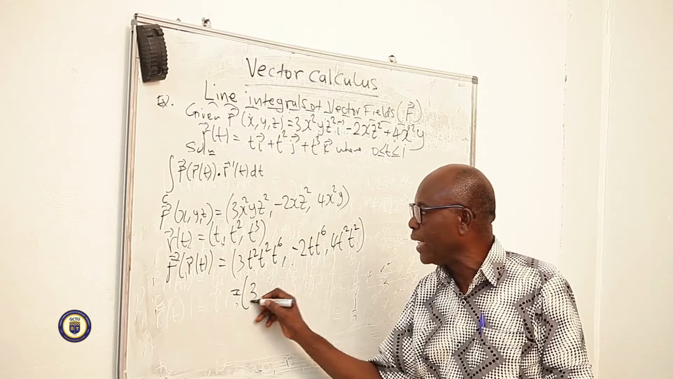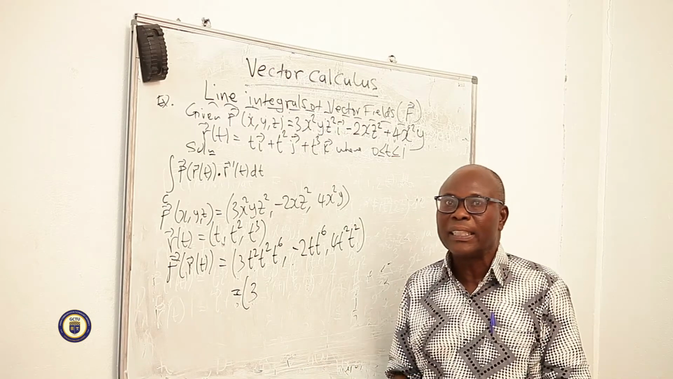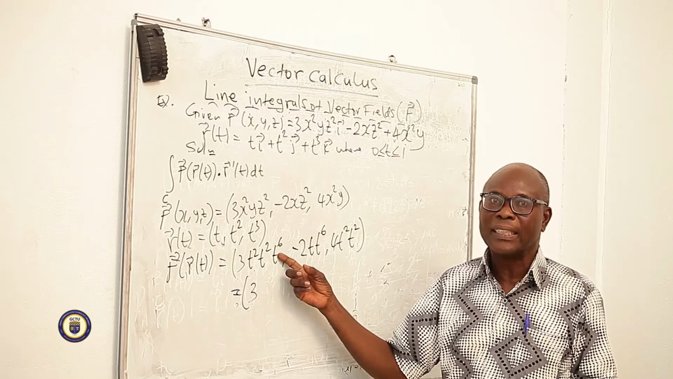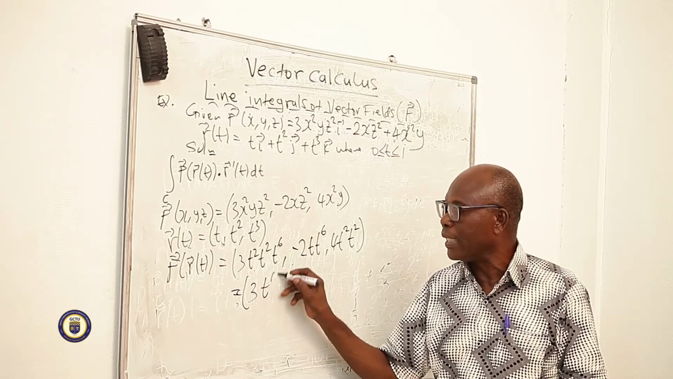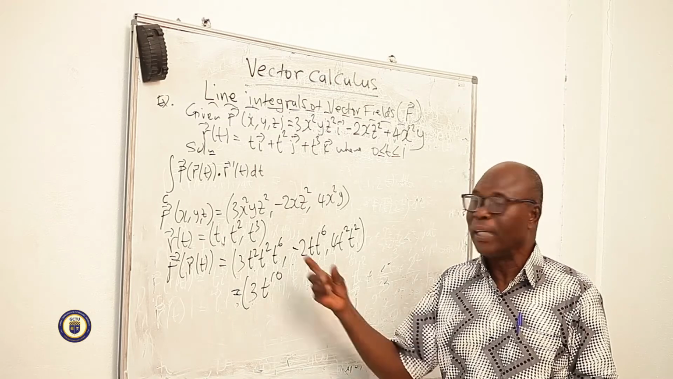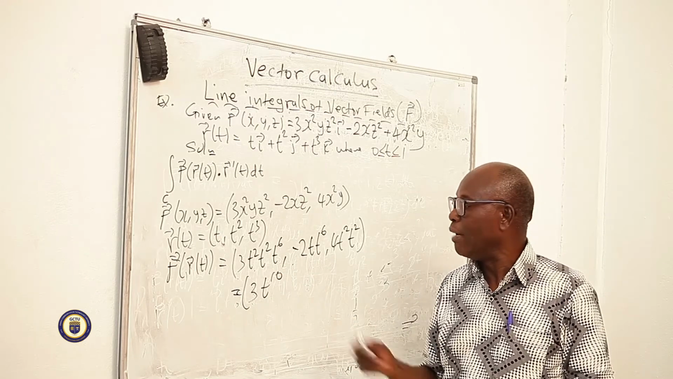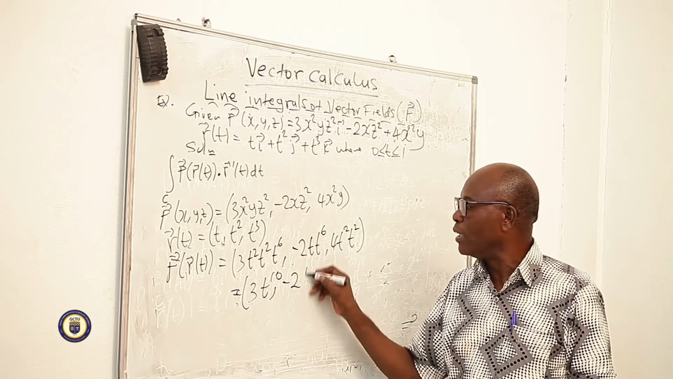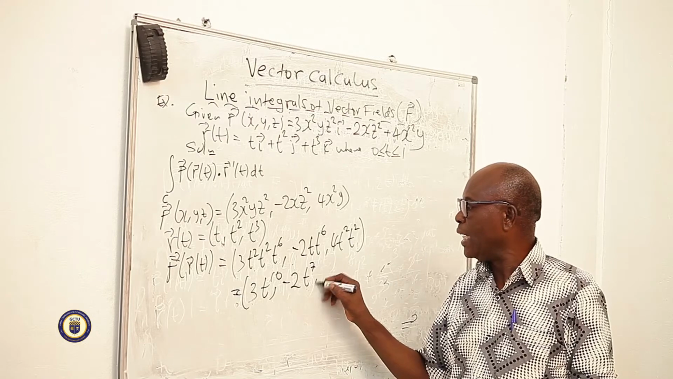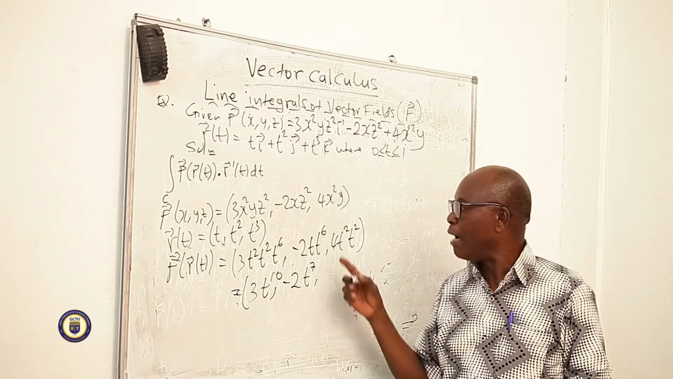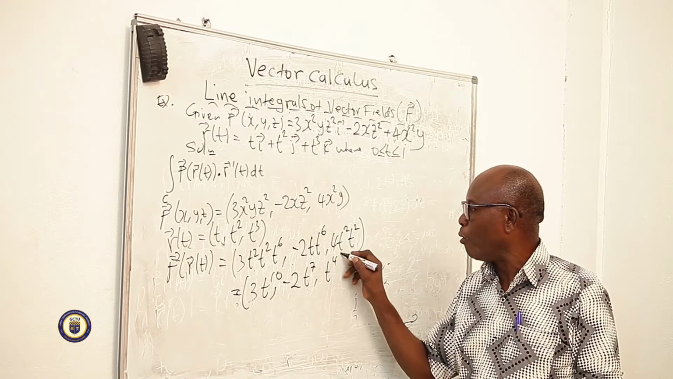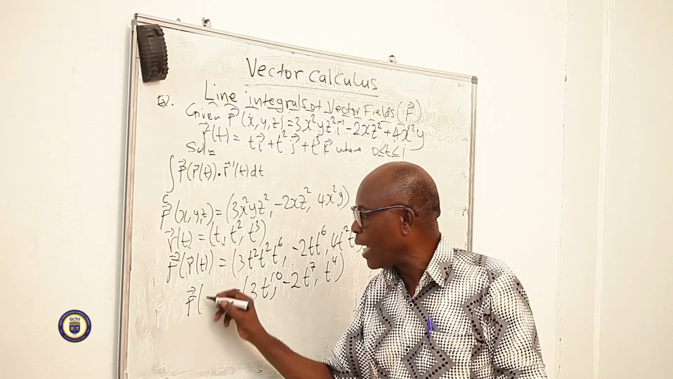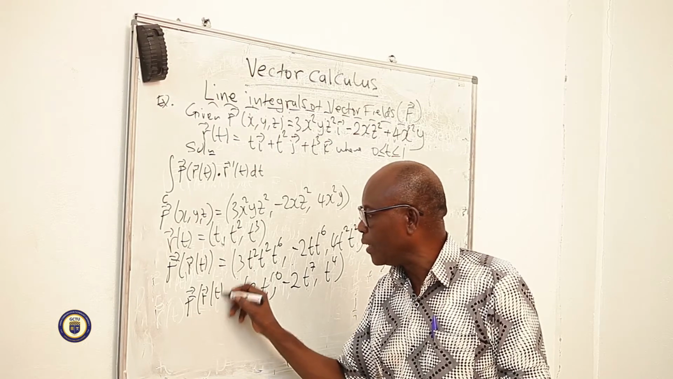We're going to get 3 times t squared times t squared times t raised to the power 6. That will give us t raised to the power 10. That's for the i direction. And then for the j direction, we're going to have minus 2 t raised to the power 7. And then in the k direction, we're going to have t raised to the power 4. So that concludes our F of r of t.